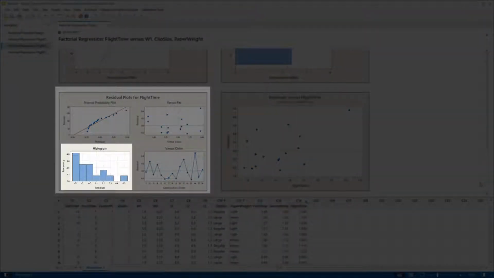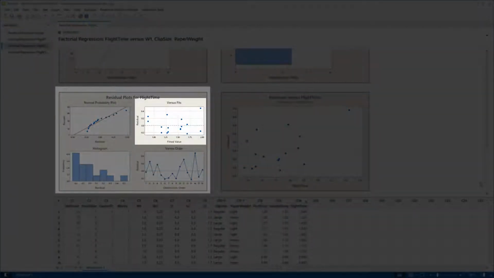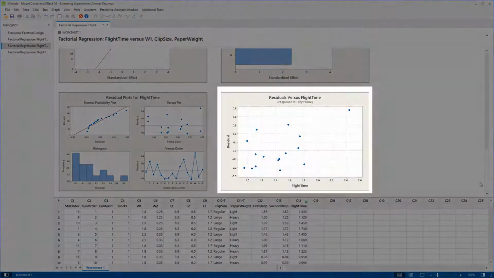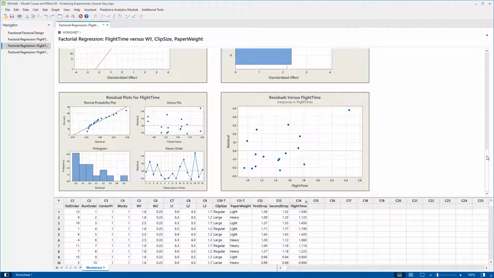The histogram shows us the problem. Our residuals should be a bell-shaped curve, and in fact, they're not. They're very skewed. I see no pattern here in terms of the observation order, and we randomized our design, so we shouldn't see a pattern there. The residuals versus fits, we have this one outlier, and we already know what that is. That's value number 14. So here's residuals versus flight time, and again, value 14, it doesn't predict it very well. The residual is relatively high, and that particular value was around 2.44, so it's a very good flight time, and we'd like to be able to predict it a little bit better than we did.